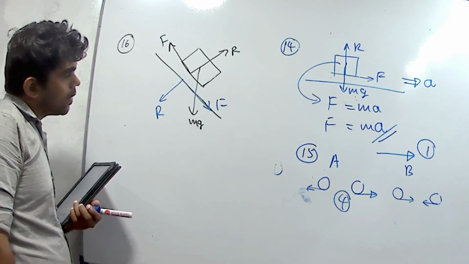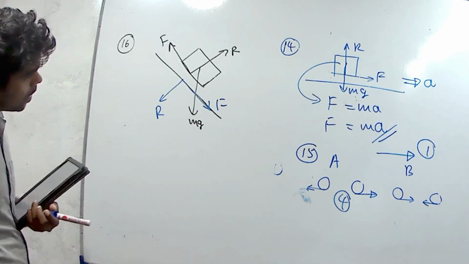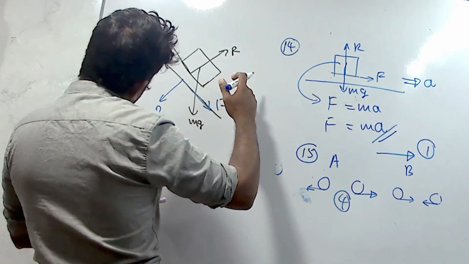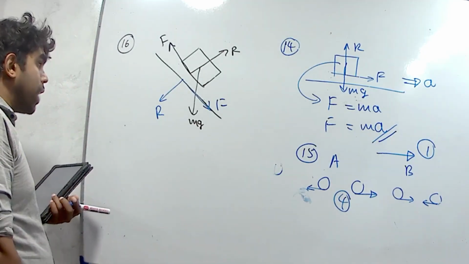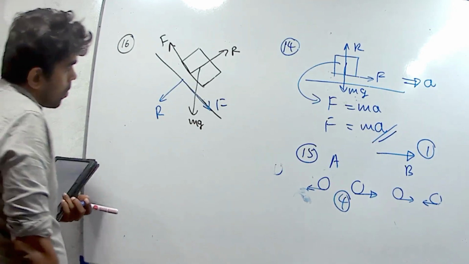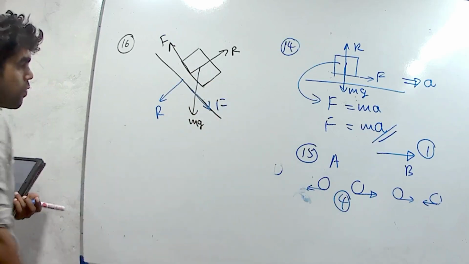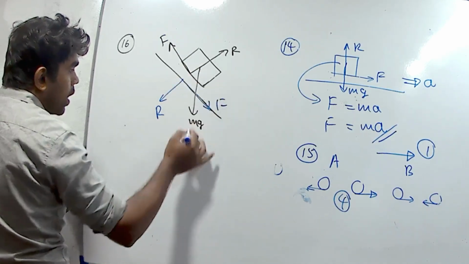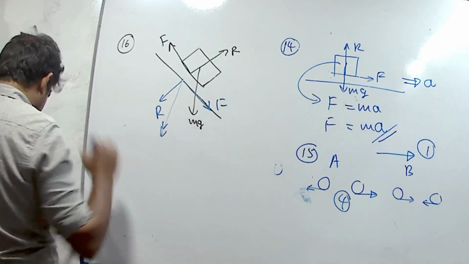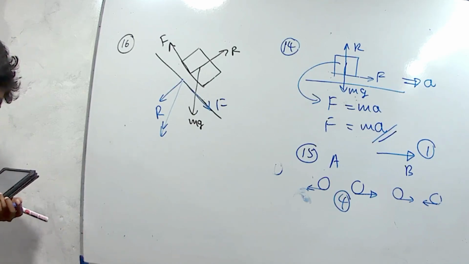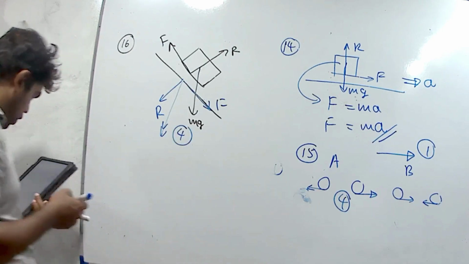We know that the frictional force equals mg sin theta. It means a component of mg. And we know that R is greater than this frictional force, because R is due to the weight of the object. Then this resultant should be near to R. Then we can get the fourth one as the correct answer for question number 16.